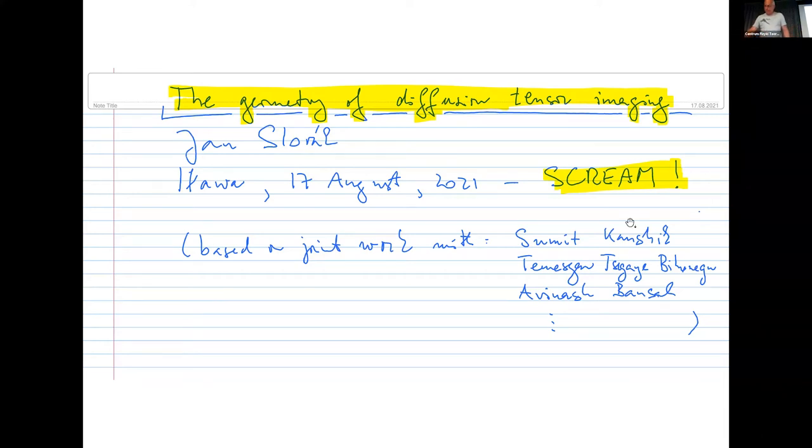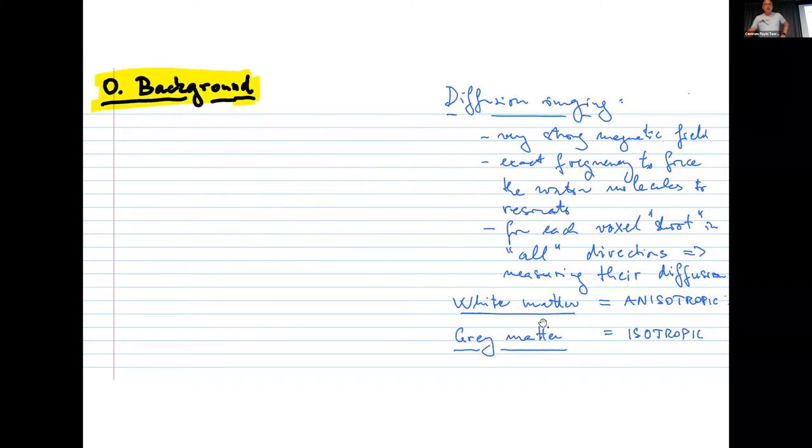So, how does it work here? This way. So let me start with the background. The whole thing is based on measuring the diffusion of water molecules in the tissues. It doesn't necessarily need to be the brain. It could be also muscles or anything else.